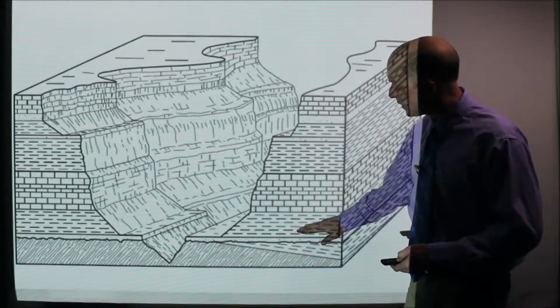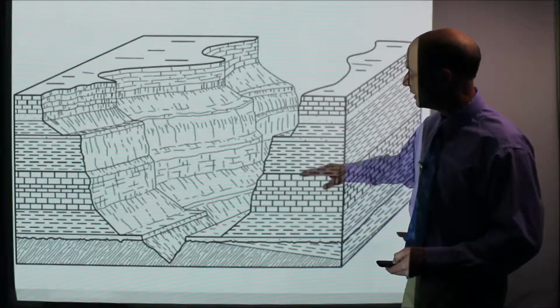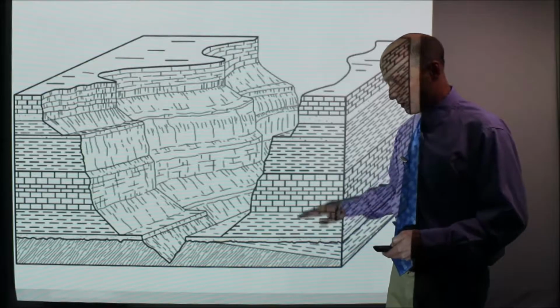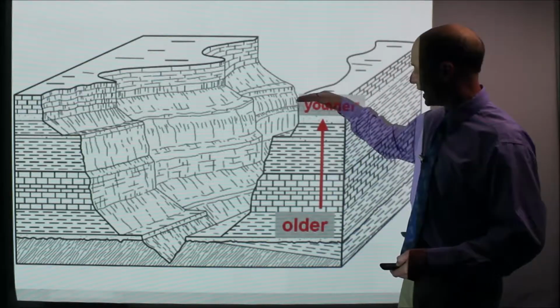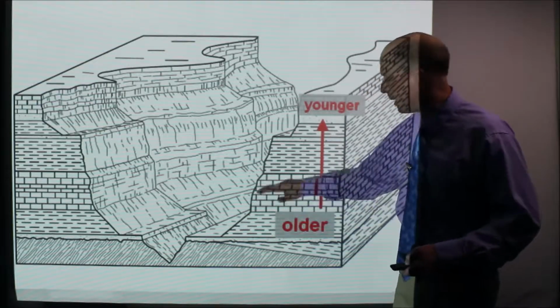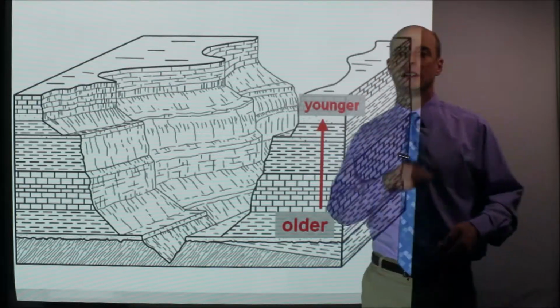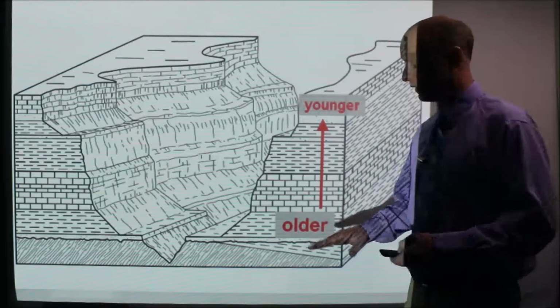And here we see all of these, very layer cake-like in this case. And the key thing here is the ones on the bottom are oldest and the ones on top are younger. So this was deposited, and that one on top, and that one on top, and that one on top, and that one on top. It's one of the key things about this.